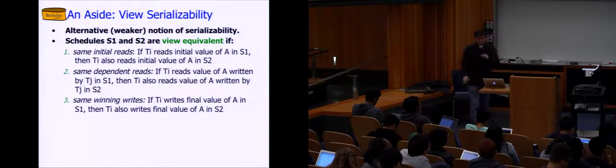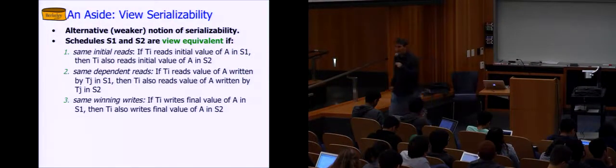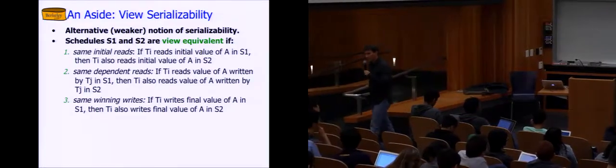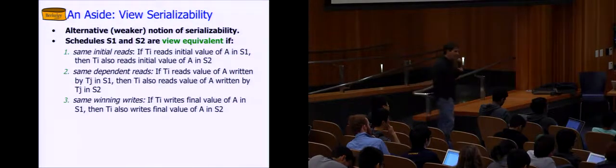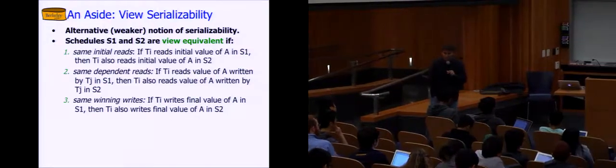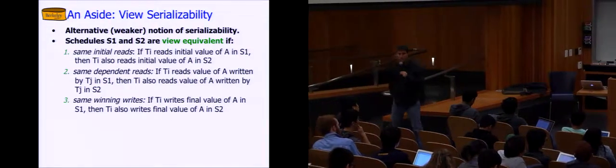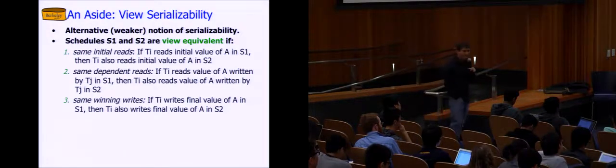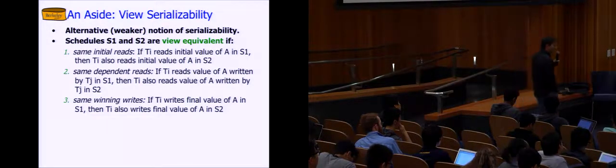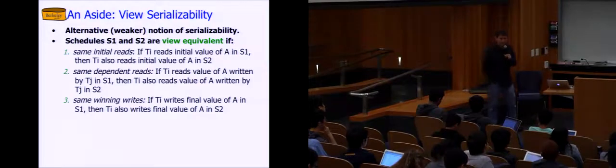And then the writes have the same winners. So if you have some variable A, the last writer in the first schedule is also the last writer in the second schedule. So think about the state of the database at the end. Everybody read the same stuff, and the same writers won. So, like, that's everything, right? I mean, anything else is kind of transient. Seems like a perfectly reasonable definition, right?